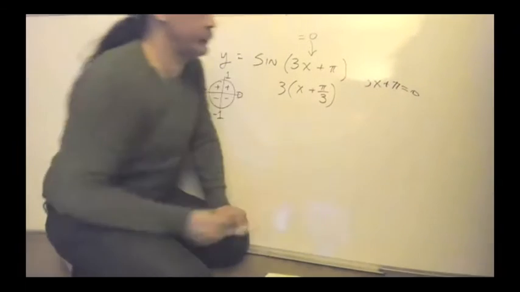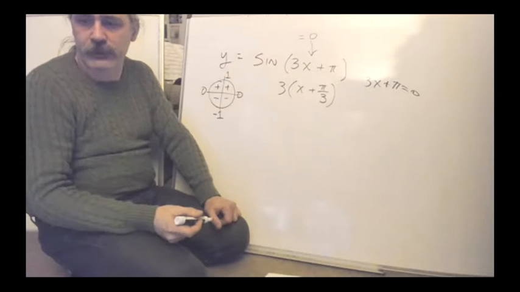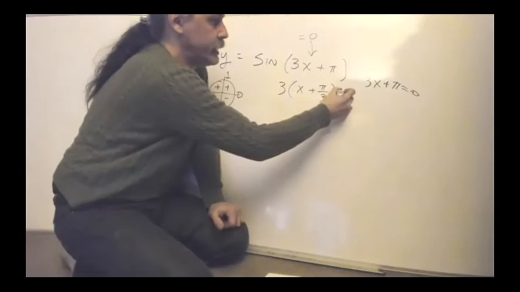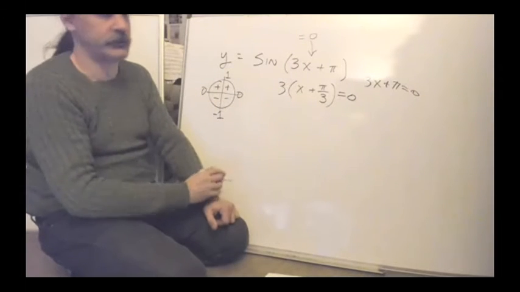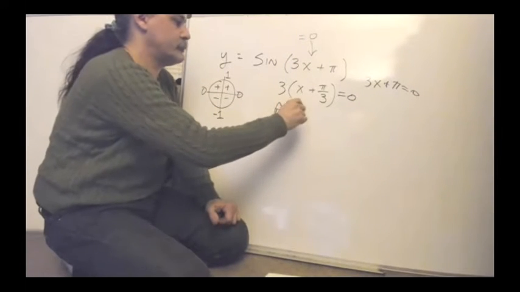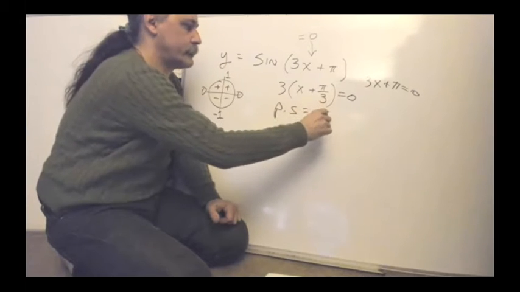You could do that. Subtract pi divided by 3. But if you factor out the 3, it's a lot easier to see it's negative pi over 3. That's why that's a good idea. So the phase shift is negative pi over 3.